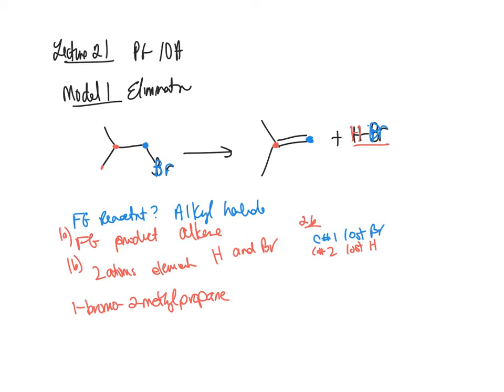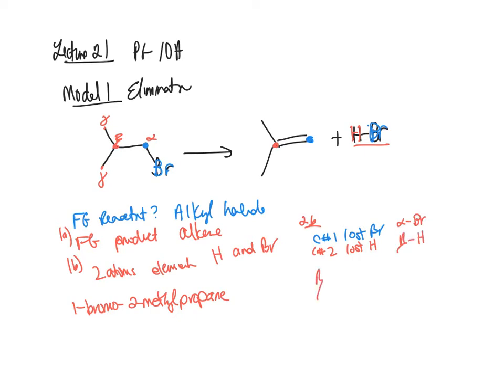Greek letters can also be used to locate groups instead of numbers. Carbons 1, 2, and 3 would be alpha, beta, gamma. Okay, so let's go ahead and put that on there. Alpha, beta, gamma. On the reactant in Model 1, label the carbon containing bromine as alpha. Continue and label beta and gamma. For the groups that are eliminated, indicate where they are located using Greek letters. So alpha for the bromine and beta for the hydrogen.